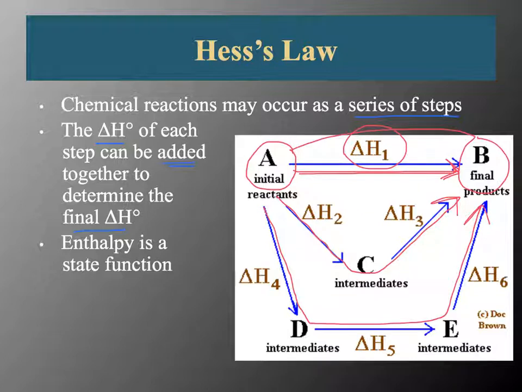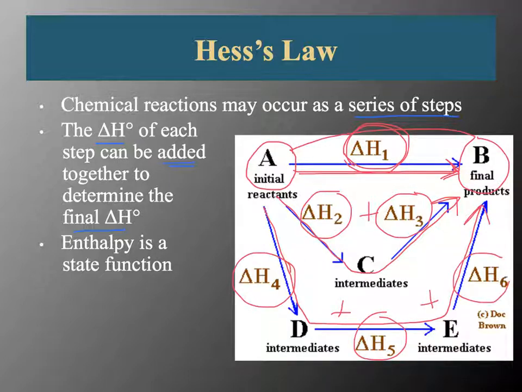Well, what Hess's law says is that the value of delta H1 will be the same as delta H2 plus delta H3, that they are the same number, or delta H1 is the same as delta H4 plus delta H5 plus delta H6. So it doesn't matter how you get from A to B. Any of these steps will give you the same answer. The book uses the words a state function. Other places you might see it called Hess's law of summation.